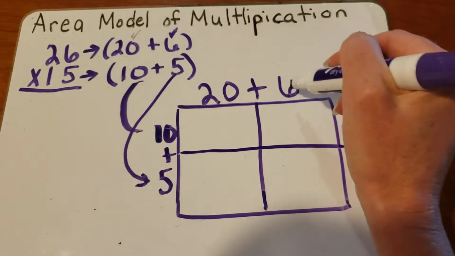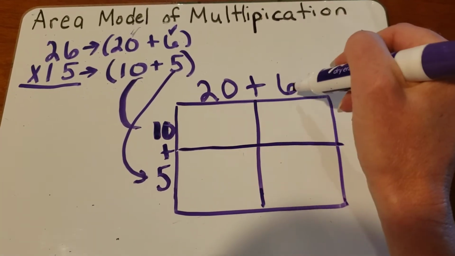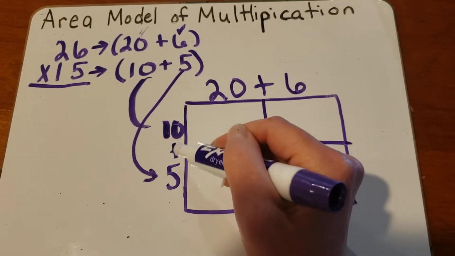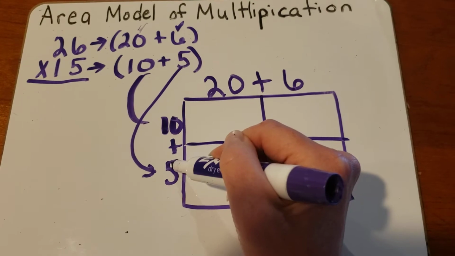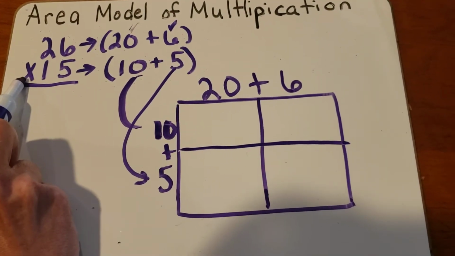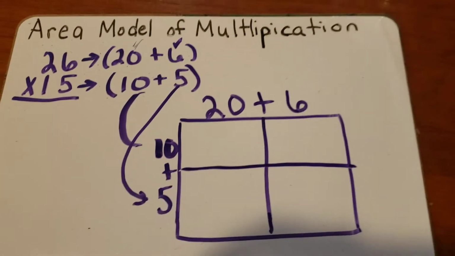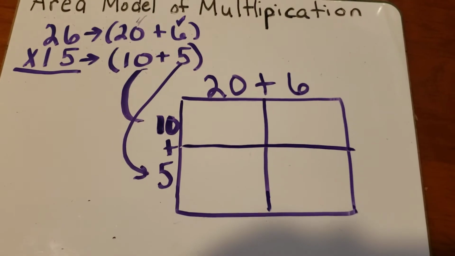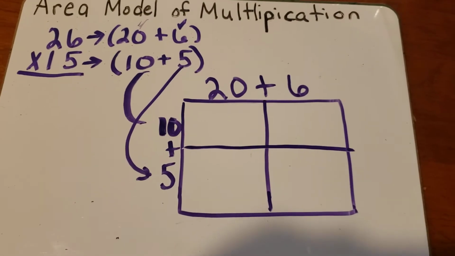So here's our 26. 20 plus 6 is 26. This is where our 15 is. 10 plus 5 is 15. It came from this algorithm here. Now again, just like you use those multiplication grids for your facts, that's what we're going to do to help us do this multiplication here today.